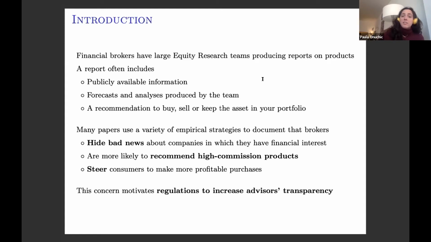And there are many different empirical papers, with a variety of empirical strategies, that try to document that these brokers often hide bad news about some companies that they're financially interested in, or that they are more likely to recommend products that they have high commissions on. And in general, that these financial brokers try to steer consumers to make purchases that are more profitable to themselves. Okay, so they use their disclosures of information to steer these consumers towards whatever they prefer. And this is a big regulatory concern.